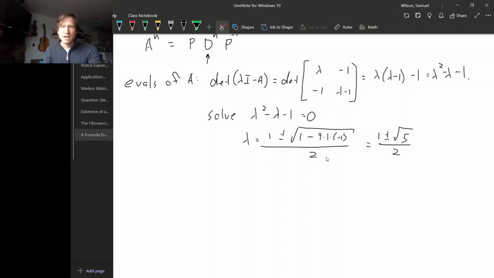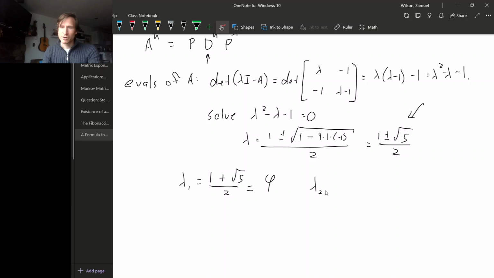Okay. Now these numbers are actually sort of special numbers. They have special names. So the one with the plus, 1 plus the square root of 5 over 2, you might have seen this before. This is called the golden ratio, and the usual symbol for it is phi. So we'll abbreviate this with phi.